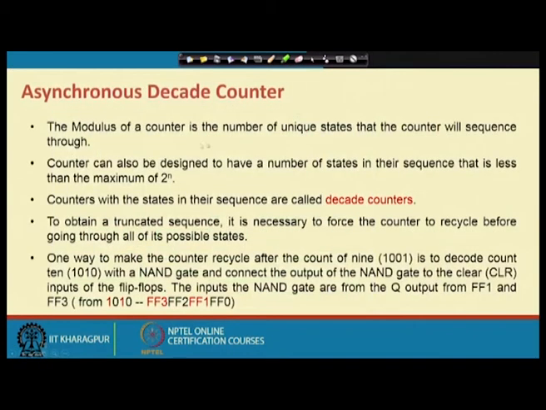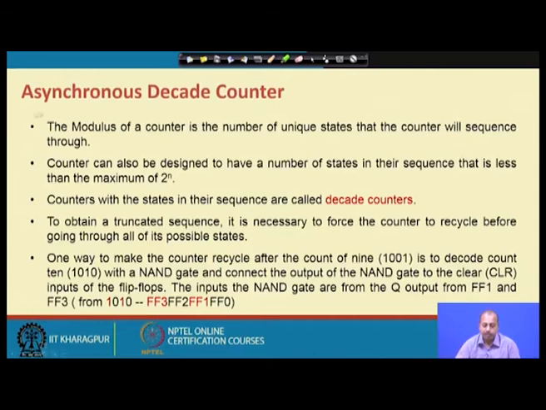The modulus of a counter is the number of unique states that the counter will sequence through. Previously, that was a mod 16 counter, because it was going through 0 to 15, 16 distinct, unique states. A counter can also be designed to have fewer states in its sequence than the maximum value of 2 to the power n. A decade counter is an example of that category, where we count up to 10. So, how can we do that?